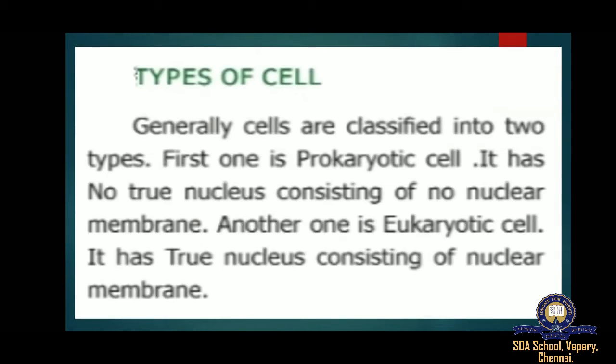Now move on. Types of cells. Cells are similar to factories with different laborers and departments that work towards a common objective. Various types of cells perform different functions based on cellular structure. There are two types of cells, prokaryotic and eukaryotic.